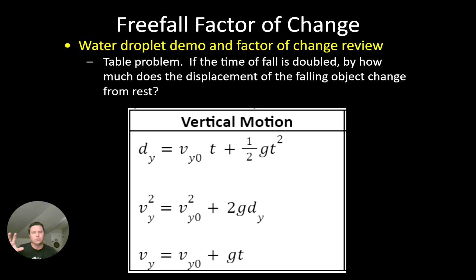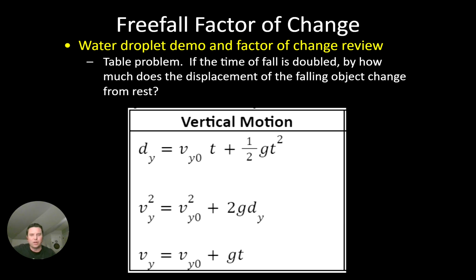So you're not actually putting in real numbers, but factors of numbers. That's why it's called the factor of change method. So dy is what we're looking for. vy naught, what did it start at? It started at rest. So this whole part is 0. 1/2 never changes. It's a constant. So that becomes a 1.